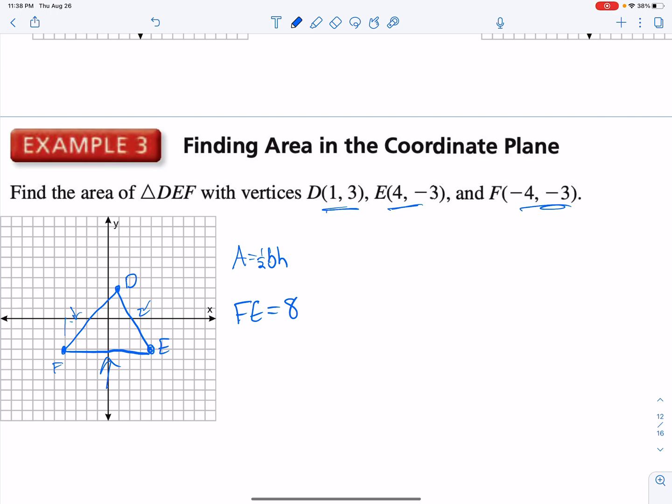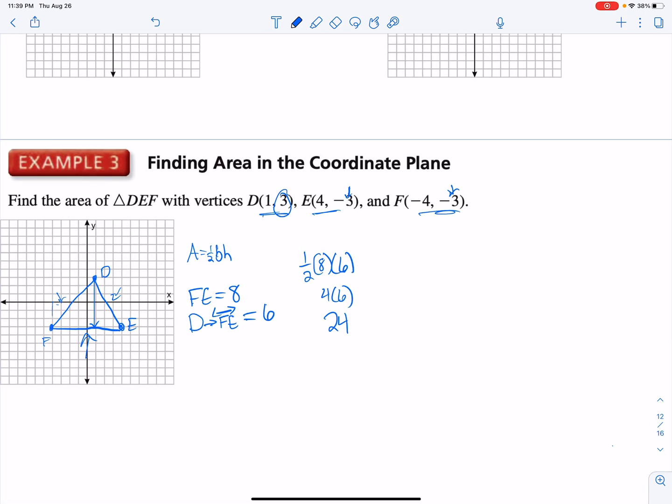And then for my height, it's from the vertex that's not on my base straight down to it. So I need to look at the Y values from D to the Y values on F, which is 6 units. So my height from D to line FE is 6. So I'm just going to plug that in: 1/2 times 8 times 6. So I get 4 times 6, which is 24 units squared.